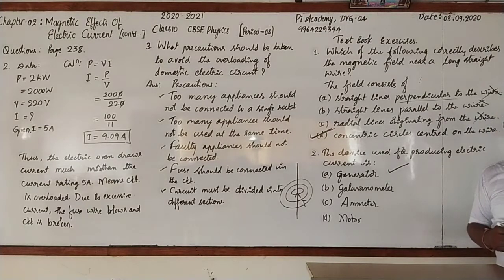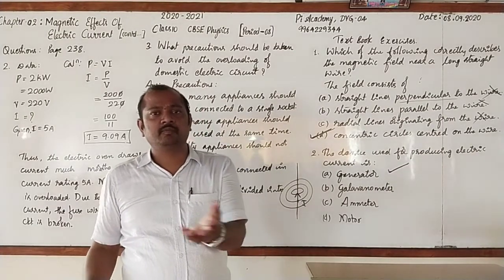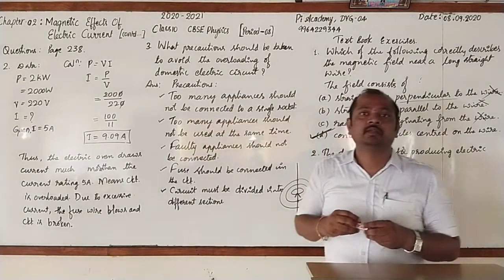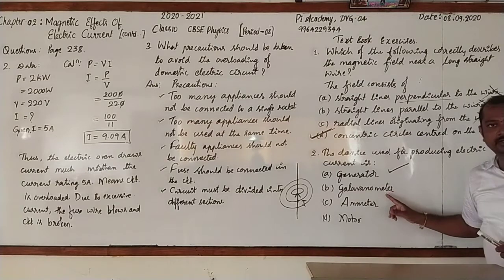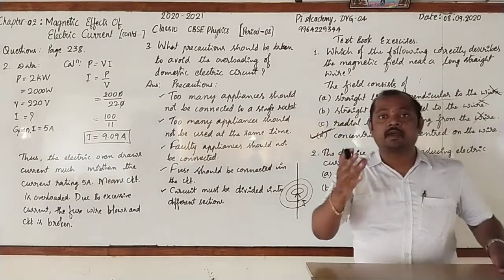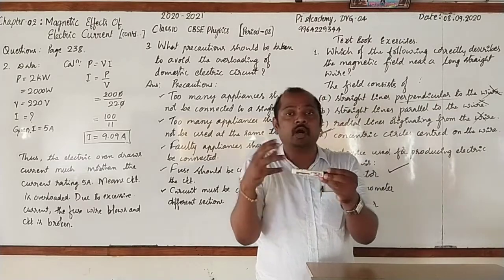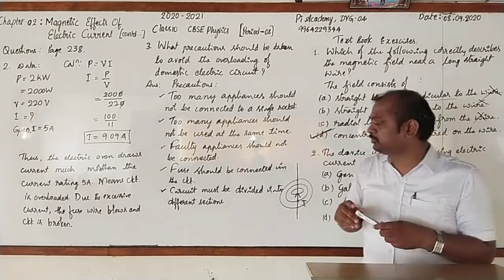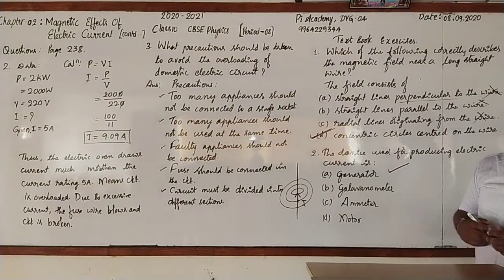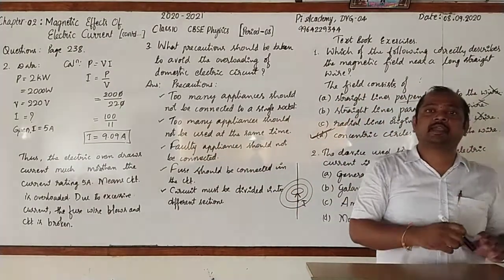What about the galvanometer? Galvanometer is a device used for detecting electric current. When a very small amount of current is flowing in the circuit, that can also be identified by using this galvanometer, a current detecting device. Whereas the ammeter is a current measuring device. If some electric current is flowing in the circuit, what amount of current is flowing can be found by using the ammeter. And one more device, that is the motor. It is the device which converts electrical energy into mechanical energy.